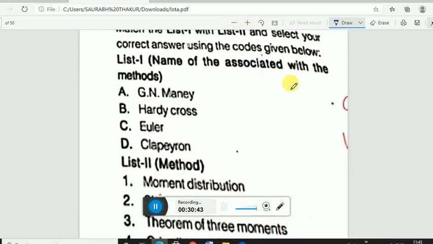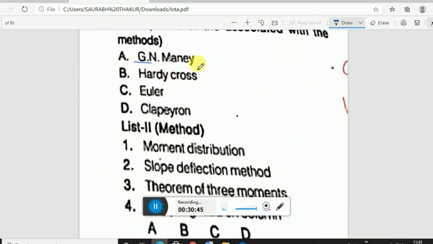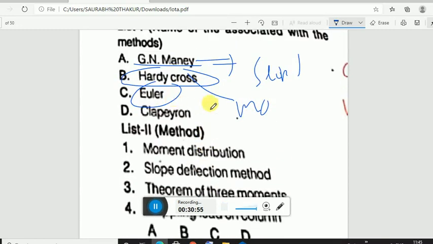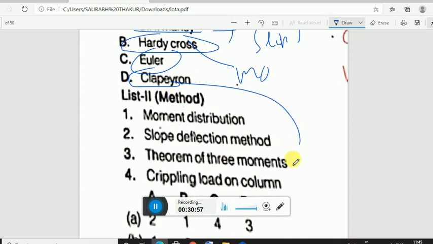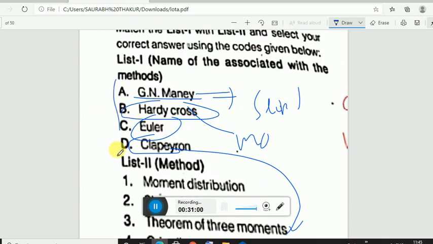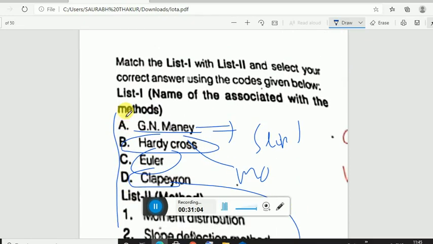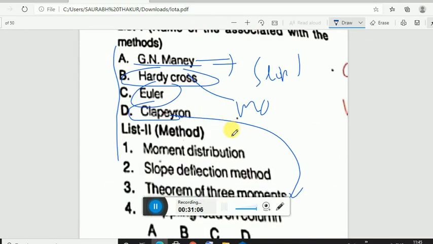One more question, actually a matching type: slope deflection method, Hardy-Cross method, moment distribution method, Euler's method, crippling load on column, Clapeyron's three moment theorem. Okay, you can match it from here. Everything I have written here. Okay, you can match it.